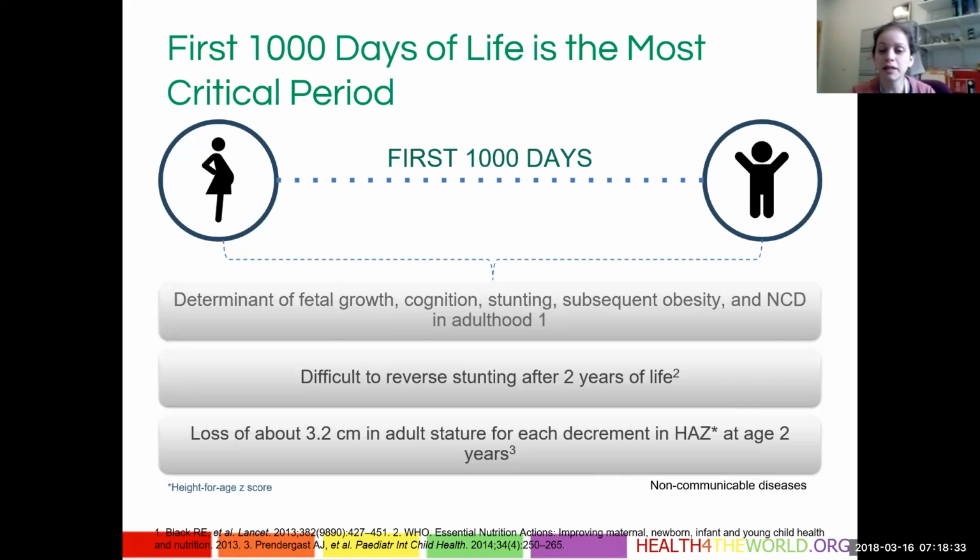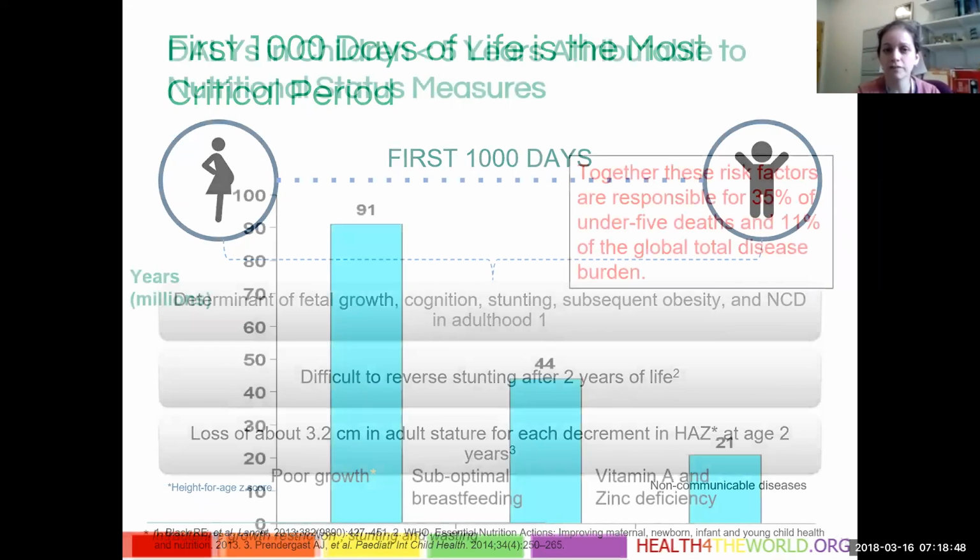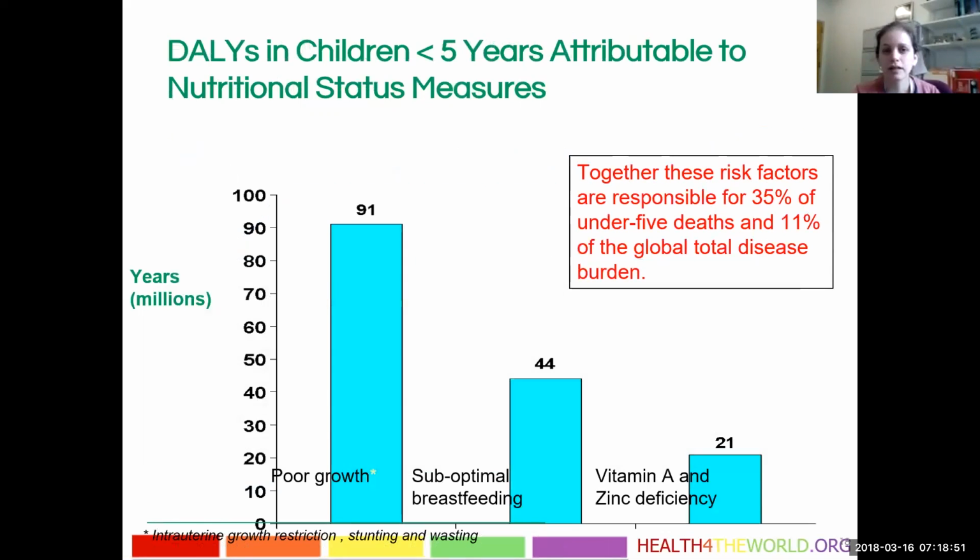And for every decrement in height-for-age Z-score at age 2, you see a loss of about 3.2 centimeters in adult stature. So that's pretty significant. And it correlates with other things like educational achievement, which will affect families lifelong. And when we talk about nutritional status, that's a pretty broad term. We can break it down by DALYs, disability-adjusted life years, under 5 into poor growth, as well as suboptimal breastfeeding, and then micronutrient deficiency, especially vitamin A and zinc. Together, these risk factors are responsible for 35% of under-5 deaths and 11% of total disease burden globally.